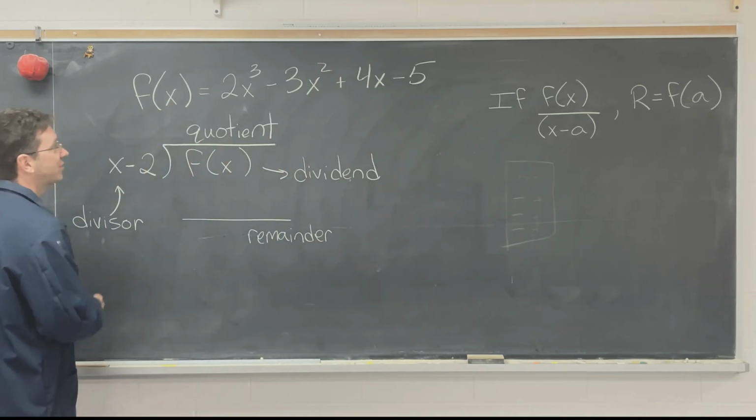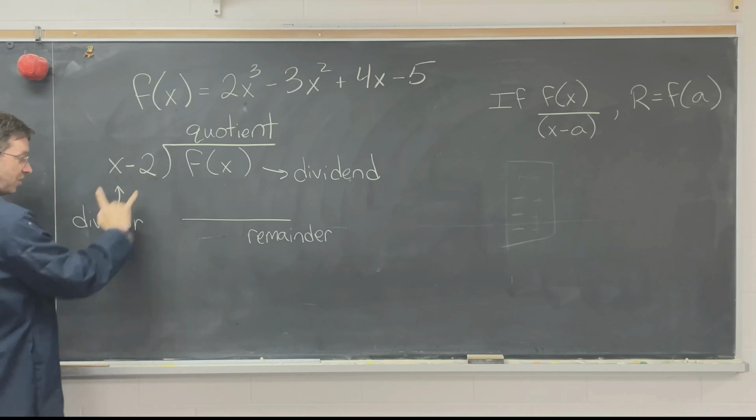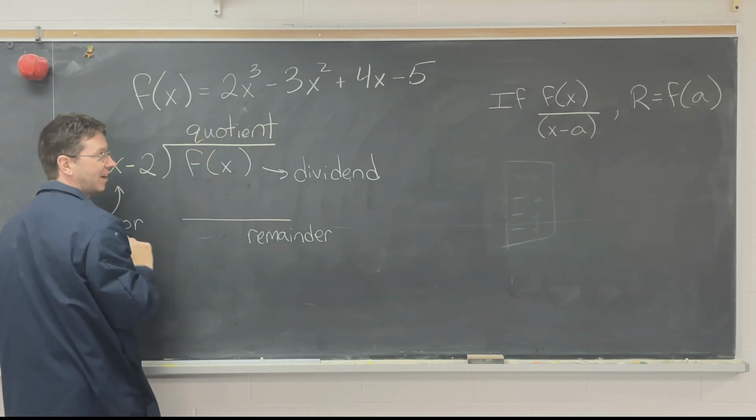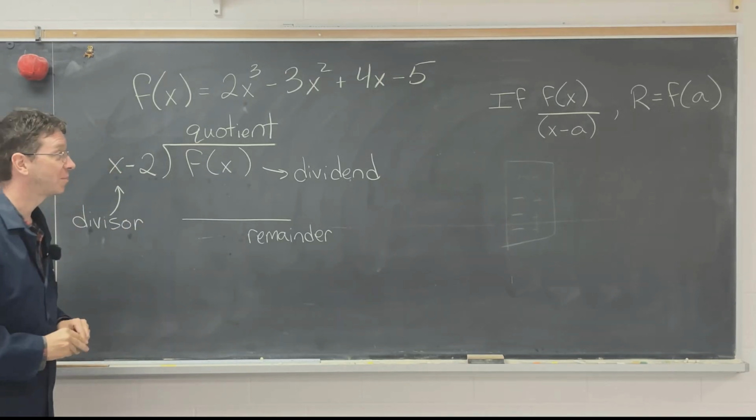Let's say we wanted to divide this function by x minus 2. This is called our divisor, by the way. The function is our dividend. What we get is the quotient, and what's left over is the remainder.